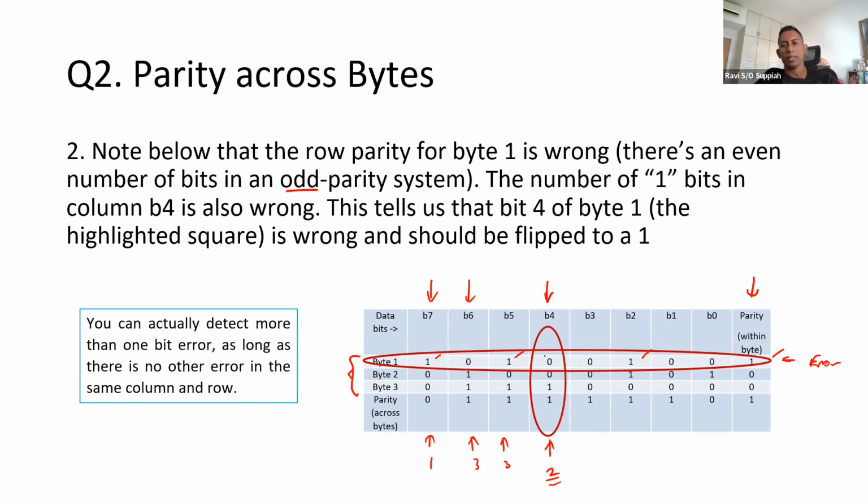It tells me that there is an error in this particular column, bit 4. So in bit 4 there's an error, and in byte 1 there's an error. With these 2 bits of information, you can narrow down and say that this is the bit that has flipped. This is again one of the other techniques that you can use to detect errors.